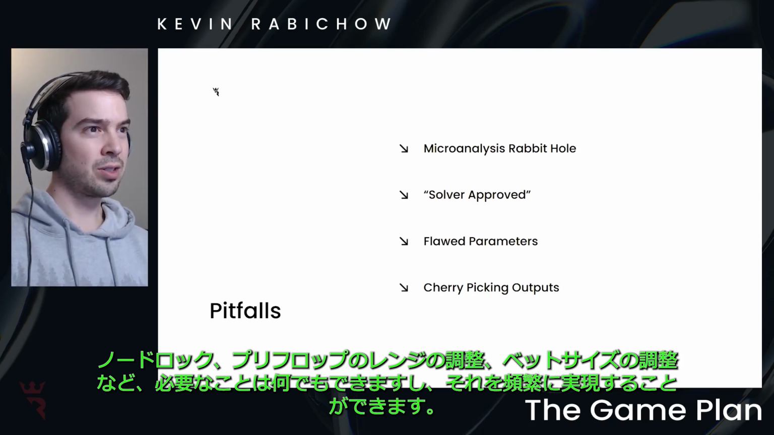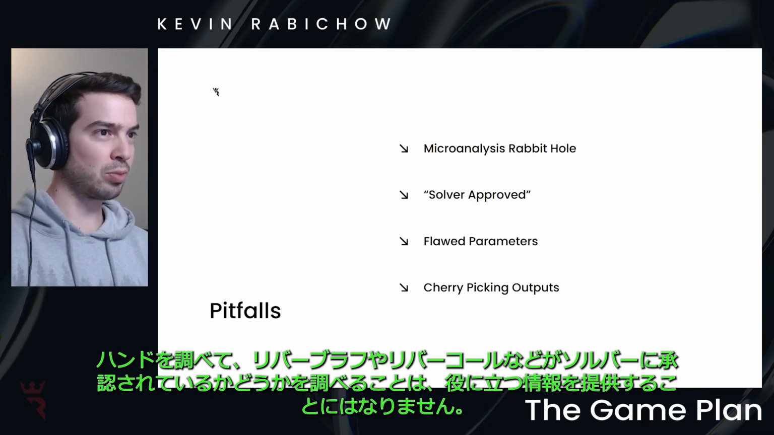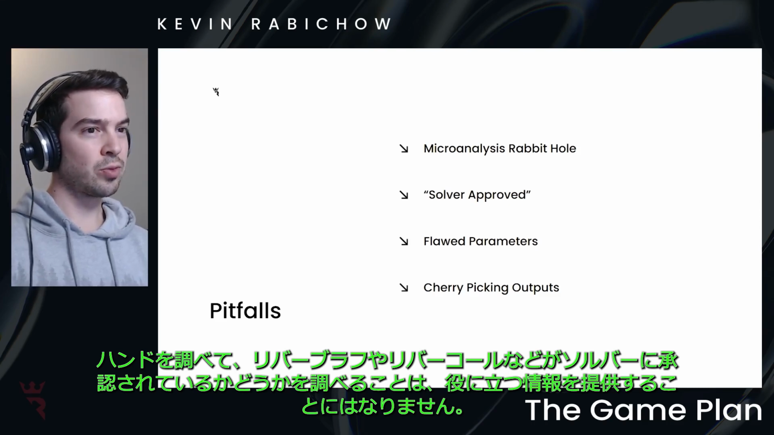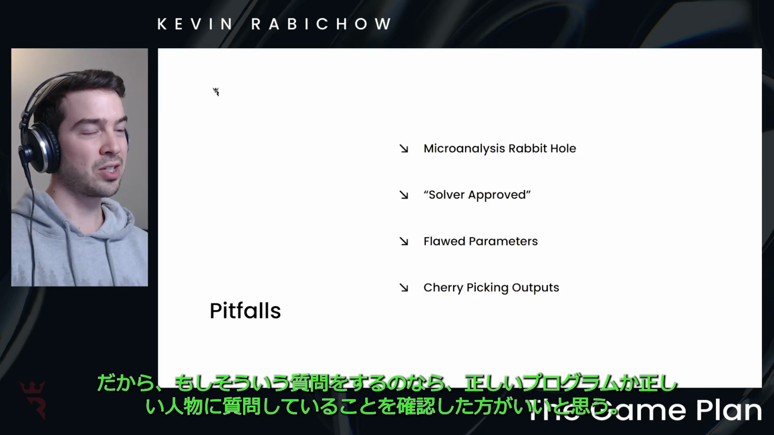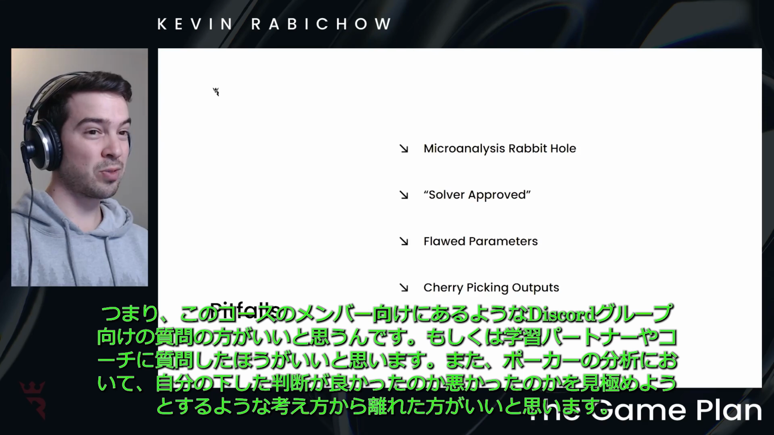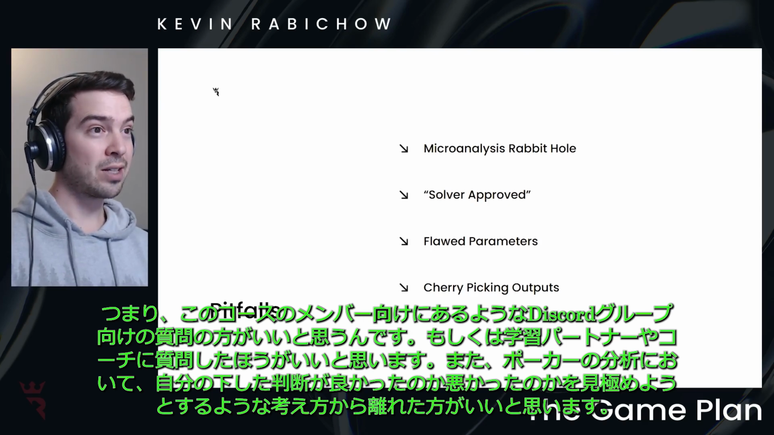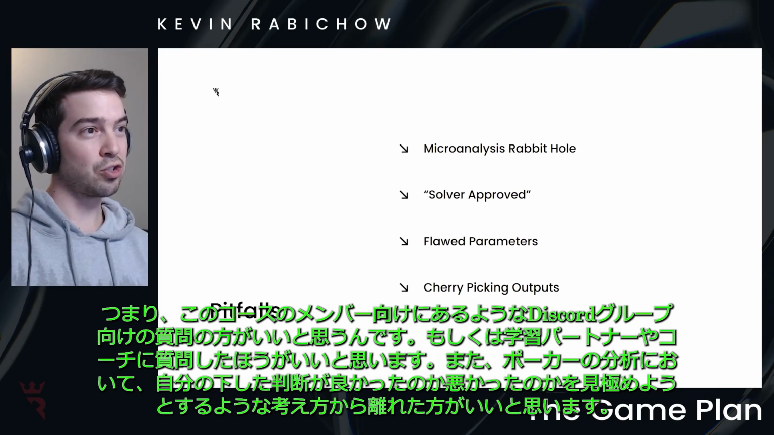Very often, running a hand and finding out if a river bluff or a river call or whatever is solver approved is not going to give you helpful information. So if that's the type of question you're asking, make sure you're asking it to the right program or to the right person. I think these are better questions for Discord groups like we have for members of this course. I think it's better for your study partner, for your coach. And I think it's also better to just move away from that type of thinking in poker analysis where you have this urge to figure out if that one decision you made was good or bad.